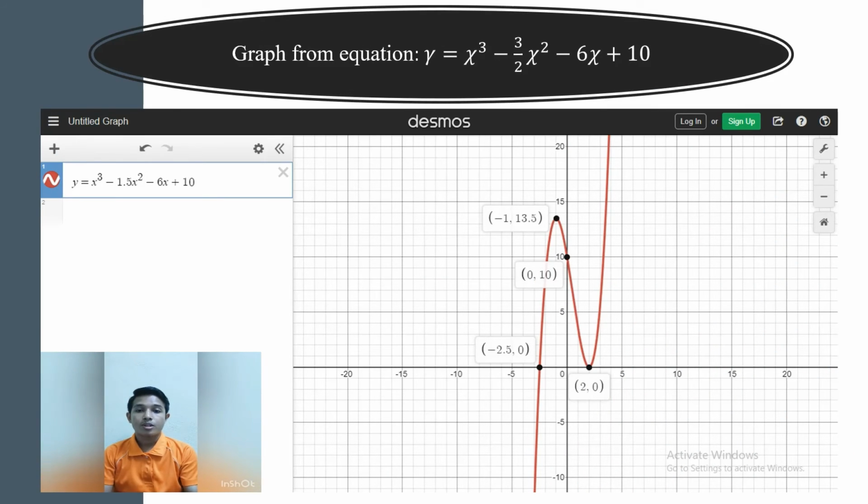Okay, now we go to the graph. From the given equation, I used Desmos, which I searched for on Google, to create the online graph. In Desmos, I just need to type the equation to create the graph. If we look at the graph, we get a cubic graph. The maximum point on the graph is at coordinate (-1, 13.5), and the minimum point is at coordinate (2, 0). We can also see the intersection points that I told you about just now.